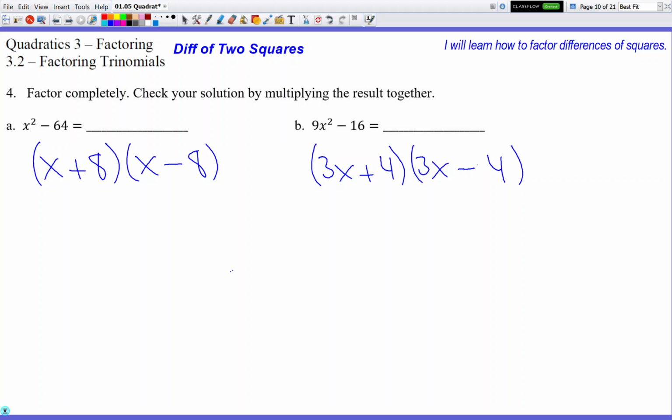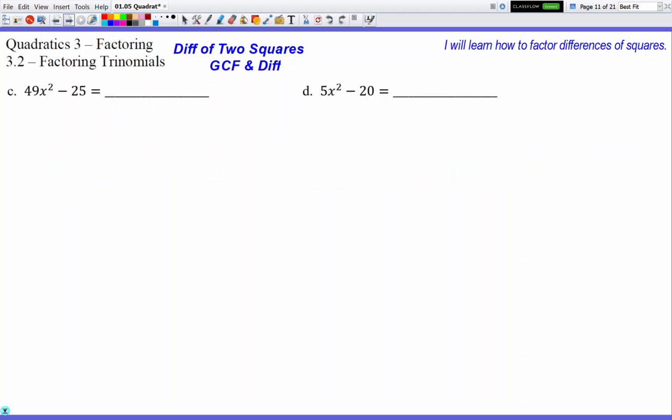All right, let's look at letter C. 49, yep, that's a perfect square, 7 times 7. X squared, yep, that's a perfect square, x times x. 25, yep, that's a perfect square, 5 times 5. And we have a minus sign in between them, so we're good to go.